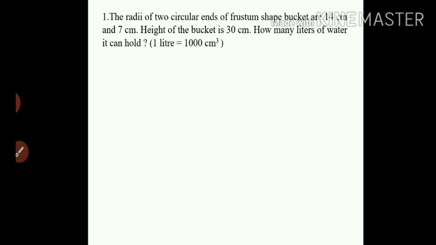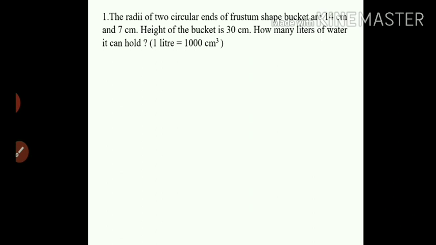Now question number 1: the radii of two circular ends of a frustum shaped bucket are 14 centimeter and 7 centimeter. You can see here that there is a bucket which is frustum shaped and there are two circular ends and the radii for both are given as 14 centimeter and 7 centimeter. Also the height of the bucket is 30 centimeter. Now students, you have to find how many liters of water it can hold. It is given that 1 liter is equal to 1000 cubic centimeter.